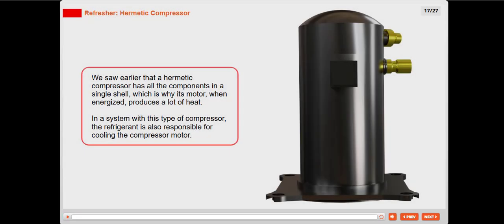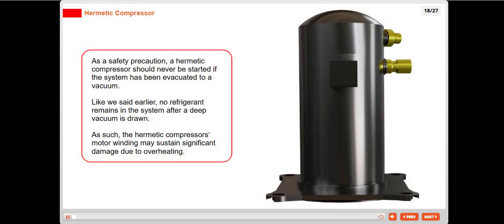We saw earlier that a hermetic compressor has all the components in a single shell, which is why its motor, when energized, produces a lot of heat. In a system with this type of compressor, the refrigerant is also responsible for cooling the compressor motor. As a safety precaution, a hermetic compressor should never be started if the system has been evacuated to a vacuum. Like we said earlier, no refrigerant remains in the system after a deep vacuum is drawn. As such, the hermetic compressor's motor winding may sustain significant damage due to overheating.